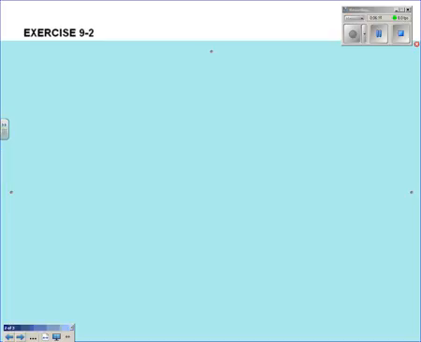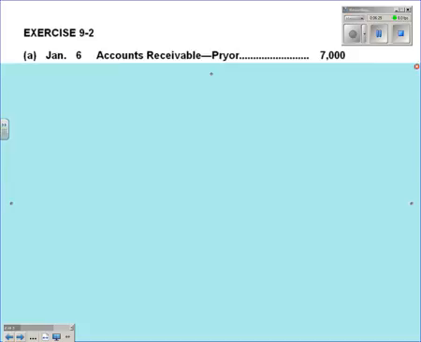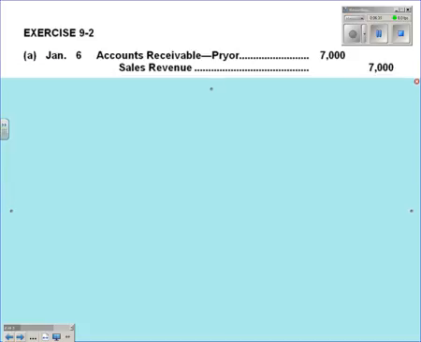Presented below are 2 independent situations. So like 2 completely different companies the way it looks? Yeah. On January 6th, Brumbach Company sells merchandise on account to Prior Inc. for $7,000 with terms. So there again, AR, sales revenue. Again, pretty easy. 7,000, that's what we sold. It's out the door, on account.